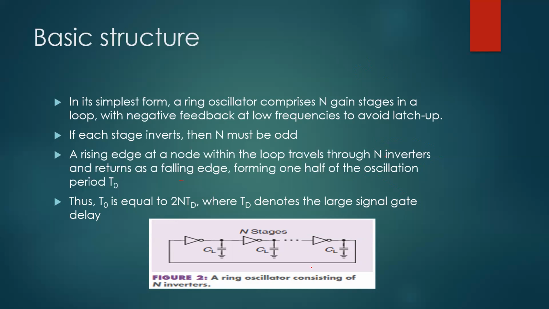Here we can see a ring oscillator consisting of n inverters, each inverter containing a NOT gate. These n inverters are connected to form a single ring oscillator.